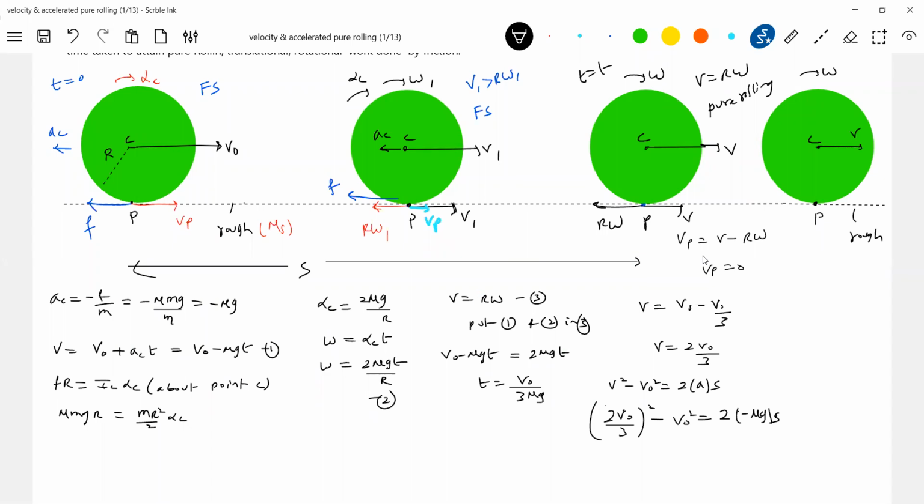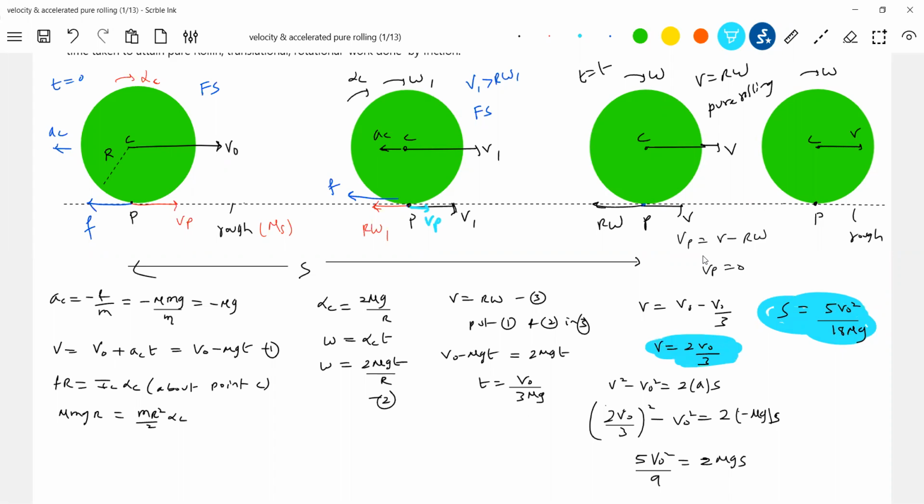So this will be 5 v naught square by 9 is equal to... So what is the total distance covered? It will be 5 v naught square by 18 mu g. This is the distance covered. All the important conclusions, I'm just highlighting it. Time taken.